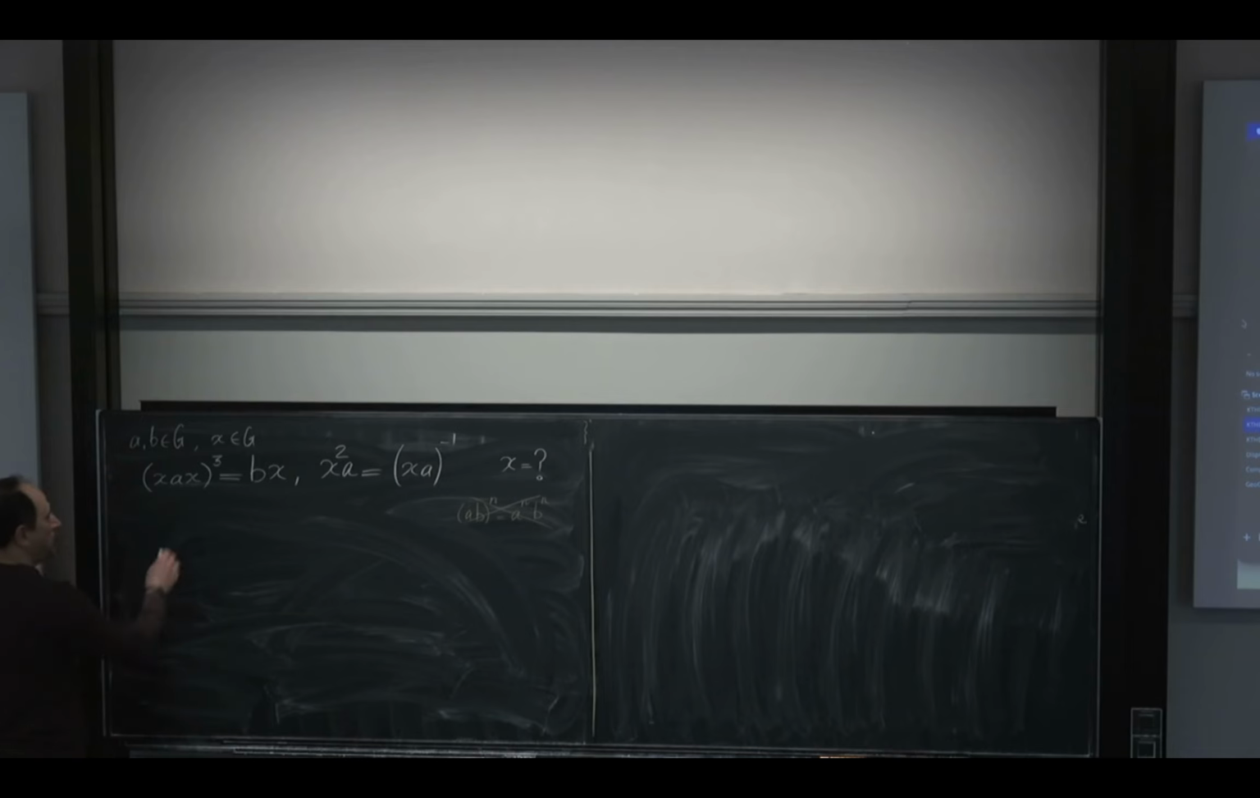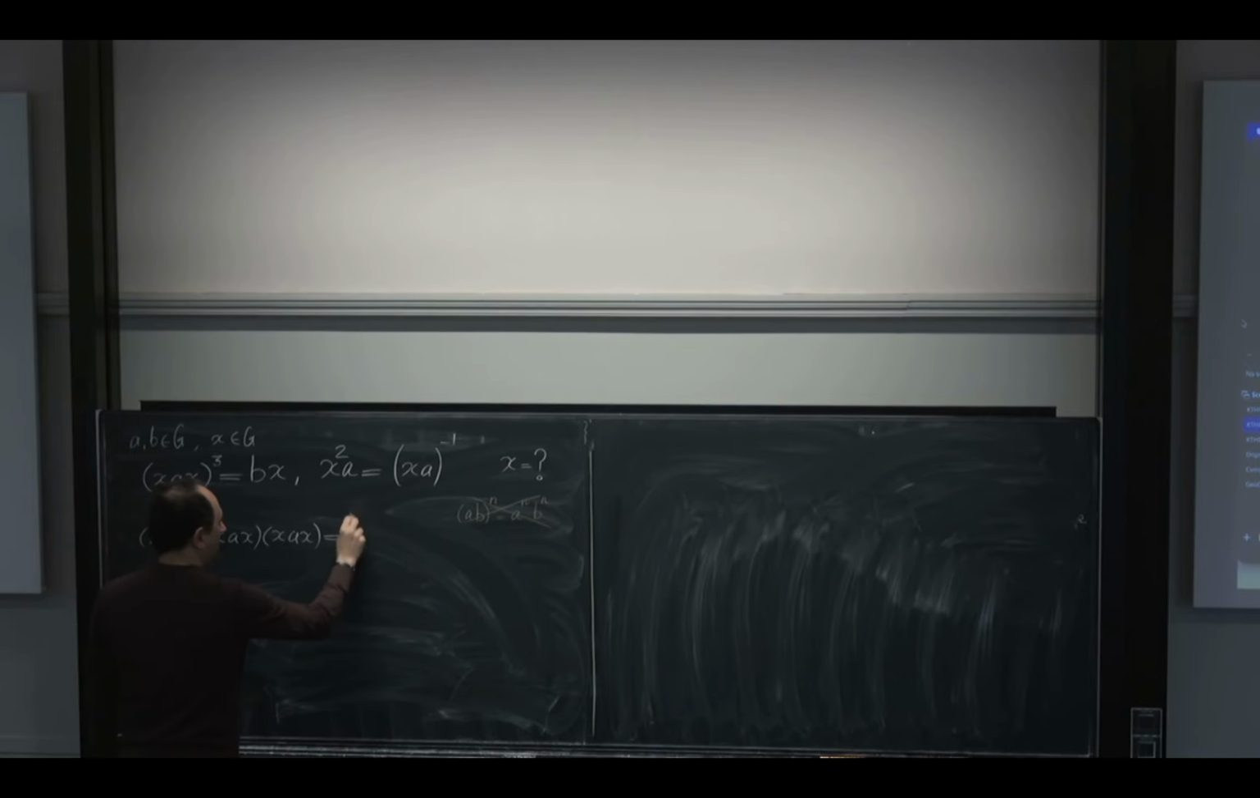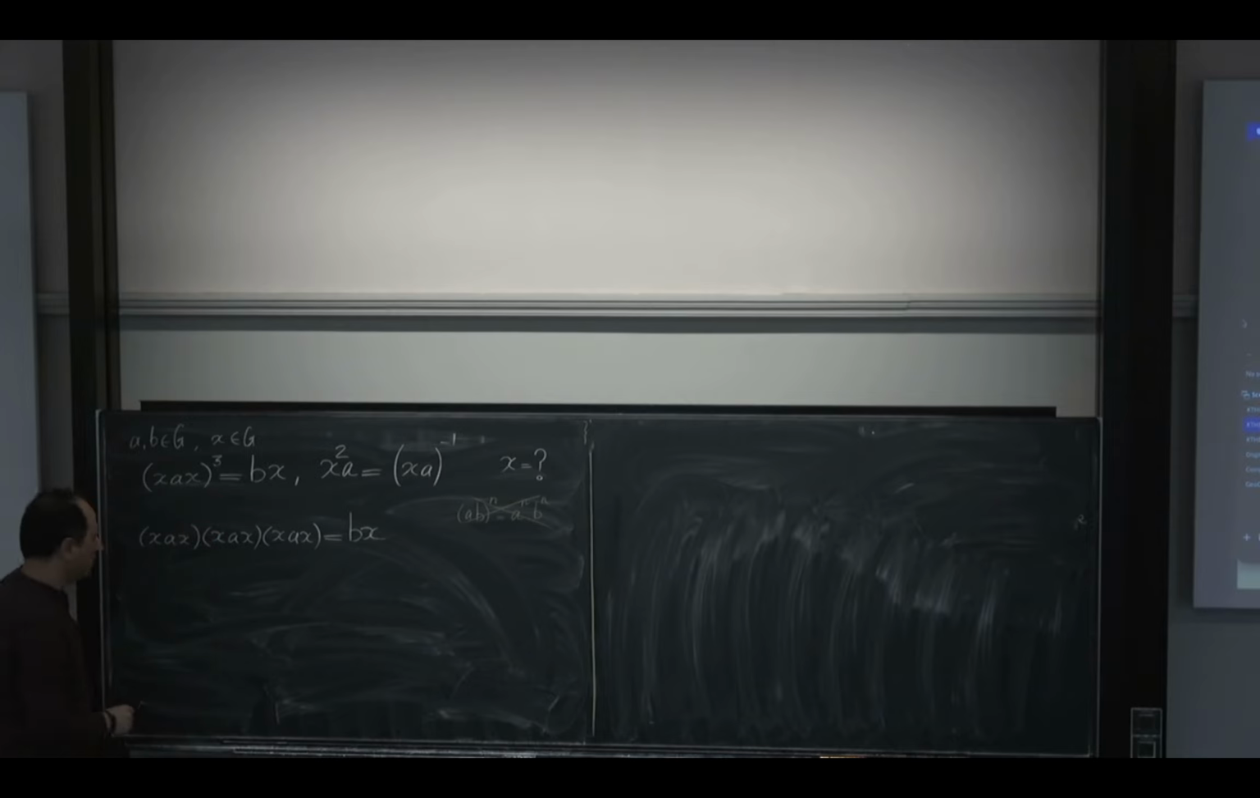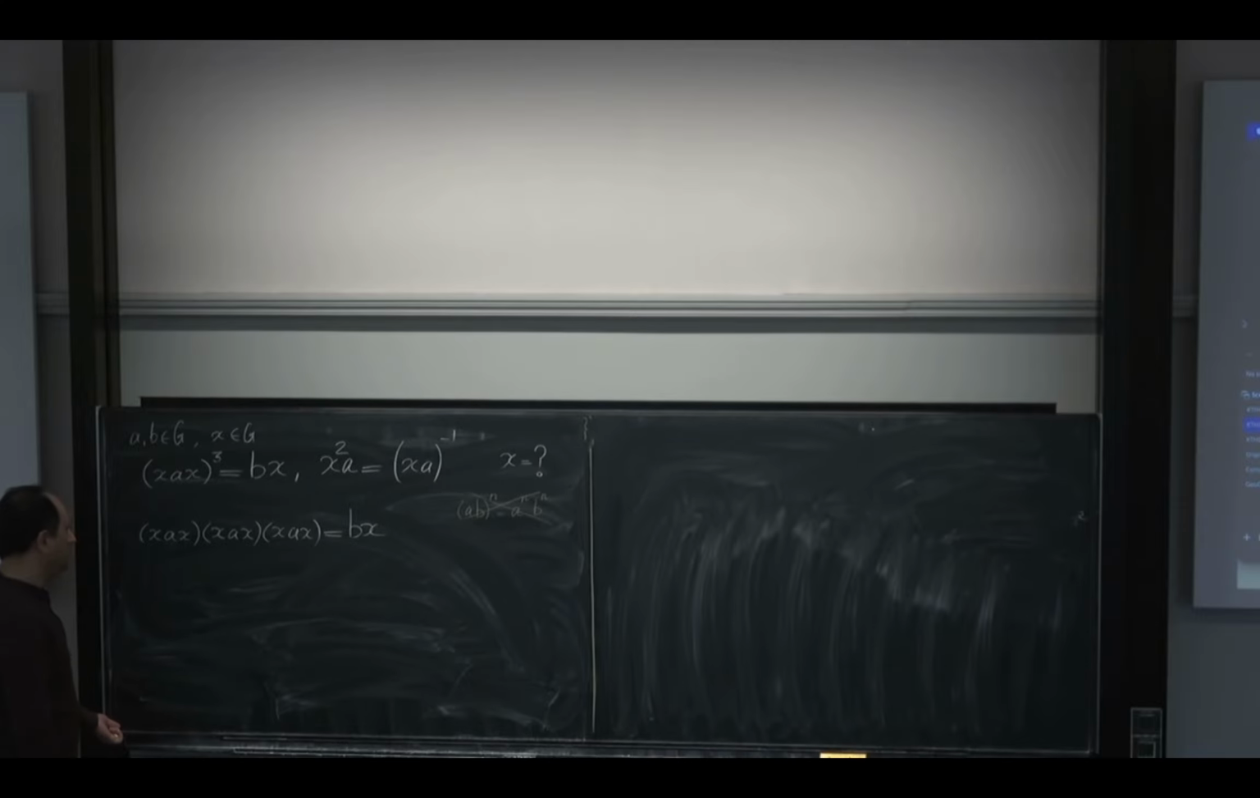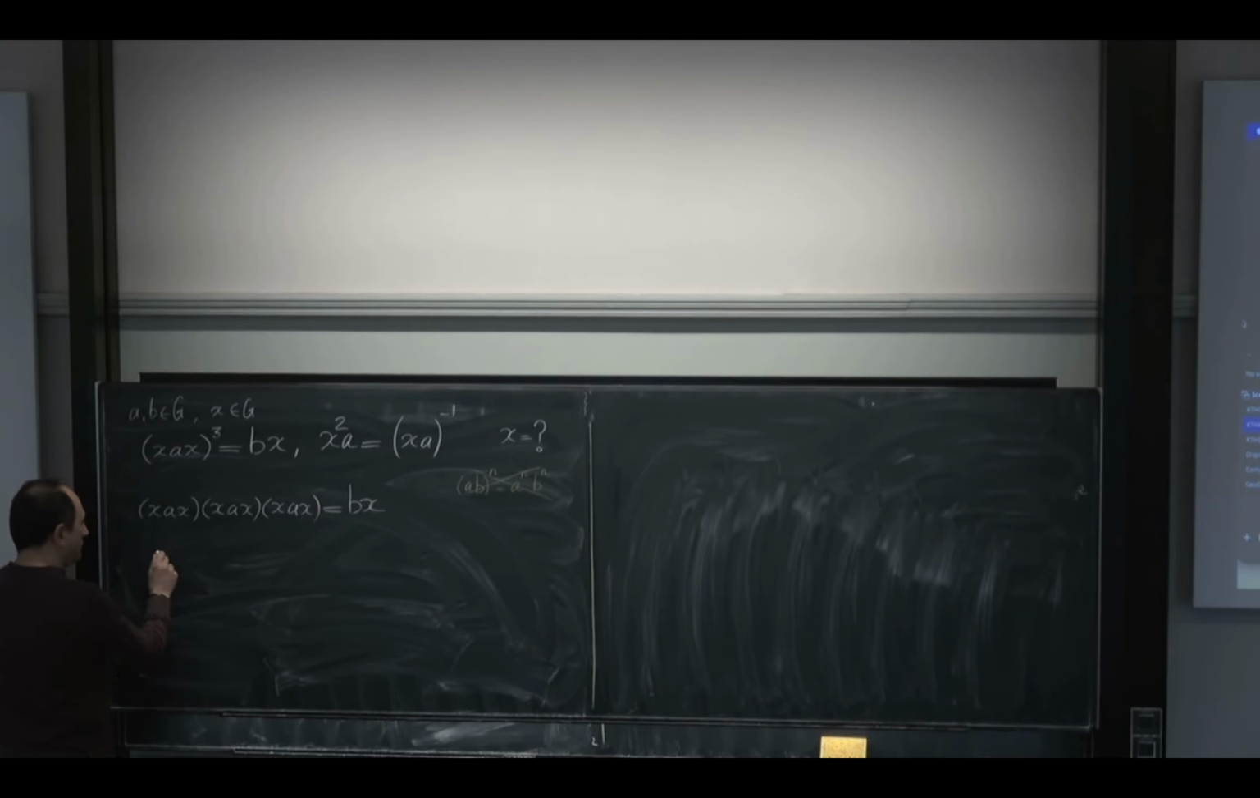I have to use the definition of the third power. (XAX)^3 means XAX times XAX times XAX. On the right-hand side I have BX, which I copy and paste for the time being. Because in any group we have associativity, I am not worried about where to put these pairs of brackets. But I have to be careful not to swap these things, because we don't know commutativity for granted here.